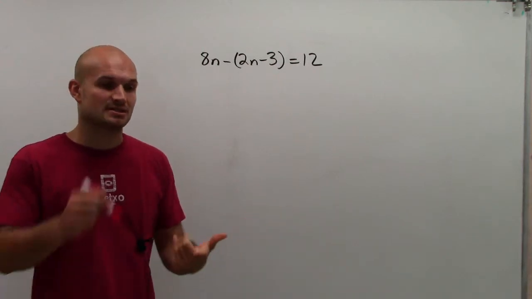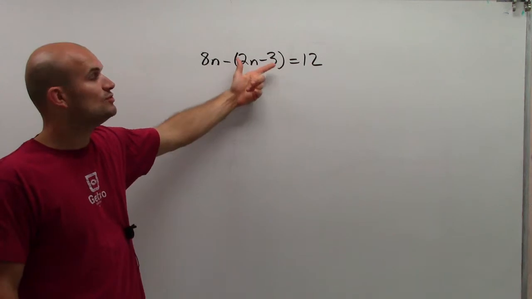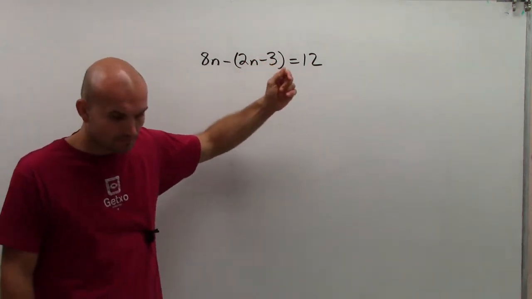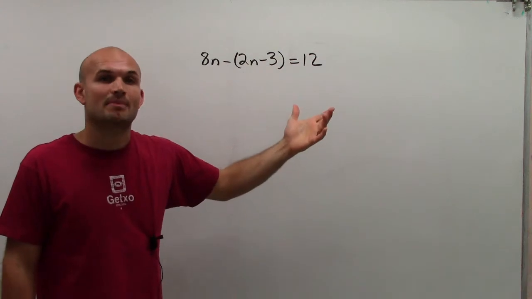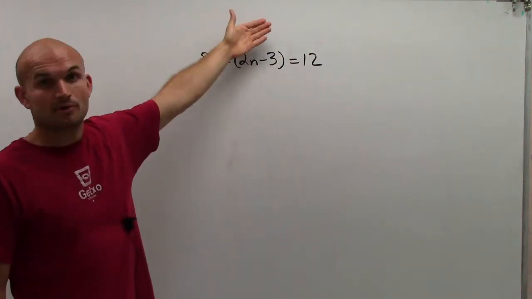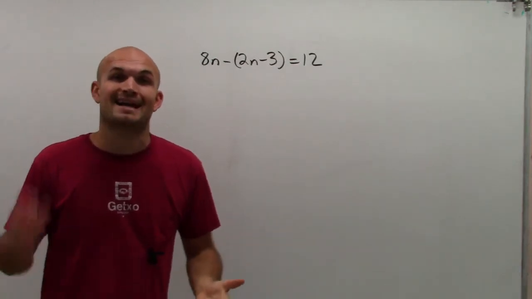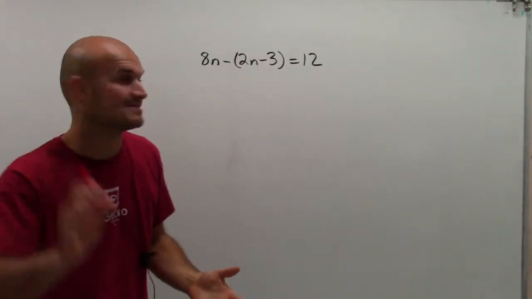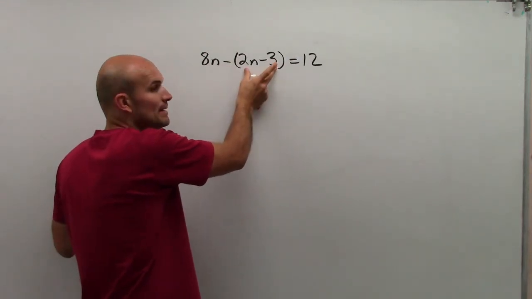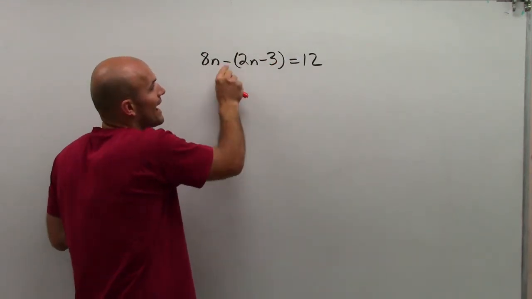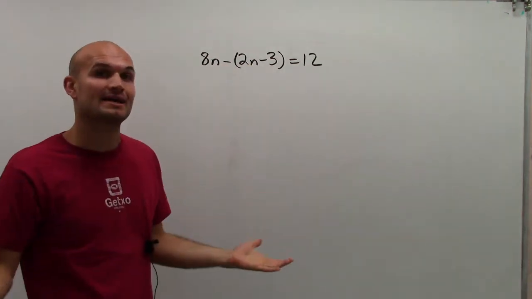Remember, order of operations says always do what's inside the parentheses first. So I look inside the parentheses and it says 2n minus 3. Well, 2n minus 3, those are not like terms, so we cannot combine them. Then I look for exponents. There's no exponents. Then I need to see, is there any multiplication and dividing going on? And yes, there is. This is a negative multiplied by the 2n minus 3. Therefore, I have to multiply this negative sign by everything before I can do anything else.